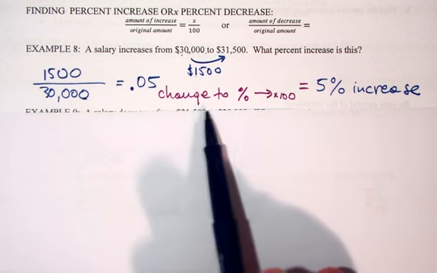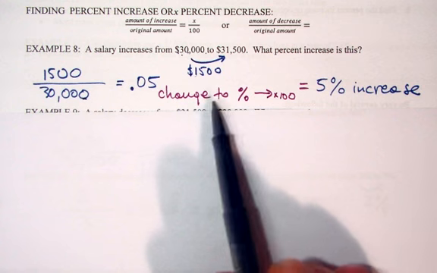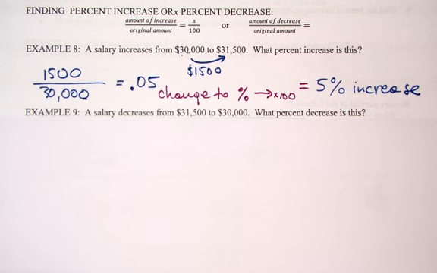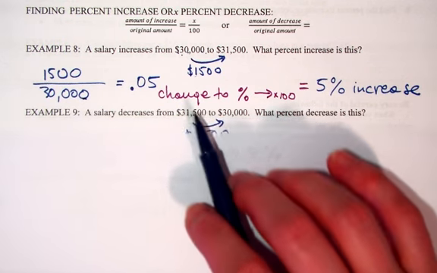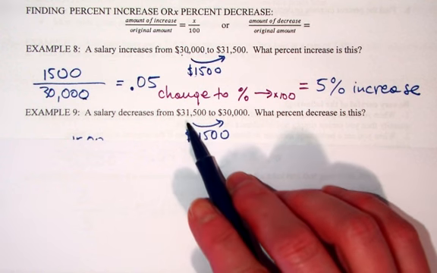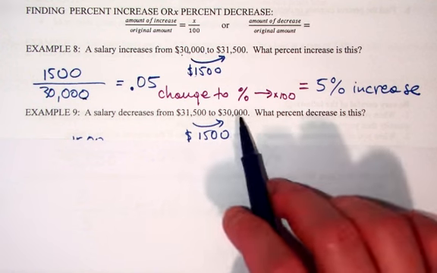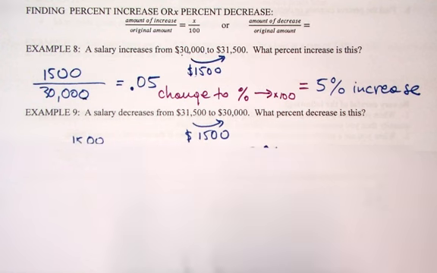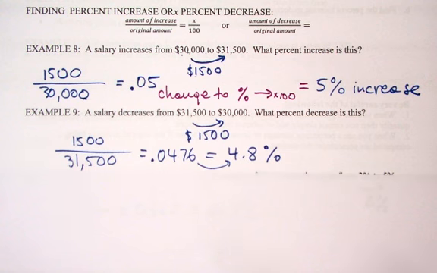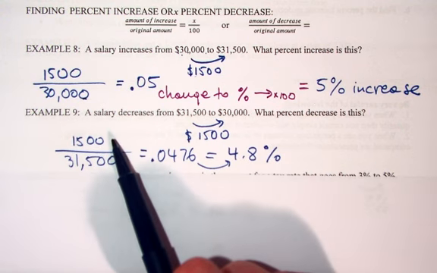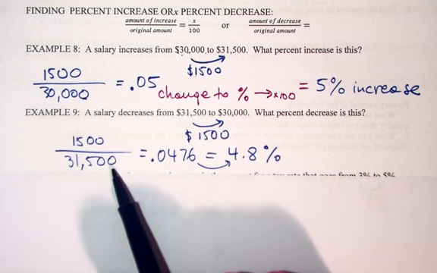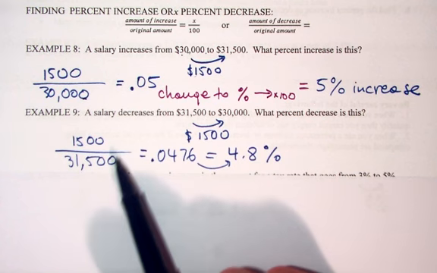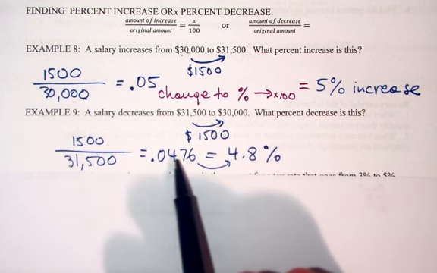So the amount of decrease is the same because now the salary is going down from $31,500 to $30,000. What percent decrease is this? You would take 1,500, but now this is the amount that the salary was decreased by, divided by 31,500. If you actually divide that, you notice that it's 0.0476, which if you multiplied by 100, that's 4.8% rounded.